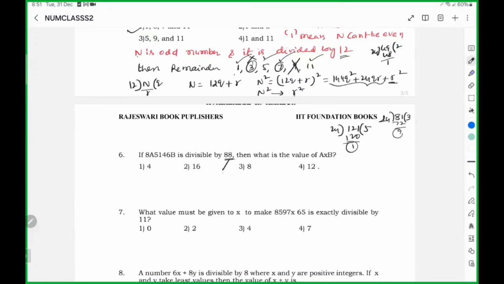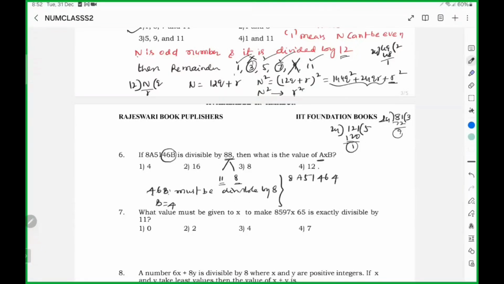Here it is divisible by 88, which means it is divisible by 11 and 8. So when it is divisible by 8, the three-digit number must be divisible by 8. 8 fives 40, 64b must be divisible, so b must be 4, right? Once b is 4, the number is 8a516 4.